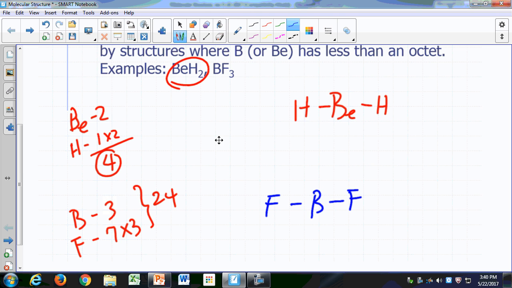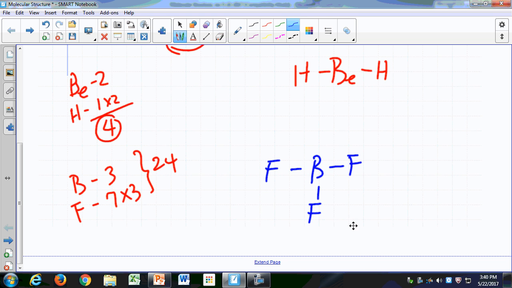Remember, fluorine atoms are univalent, so they have to form a single bond, so they can only bond in this case to the boron. Well, let's see. We need to give octets to each fluorine. This fluorine on the left has one single bond, so three lone pairs would give it an octet. The fluorine on the right has a single bond, so it needs three more lone pairs to give it an octet. The fluorine at the bottom has one single bond, so three more lone pairs to give it an octet.